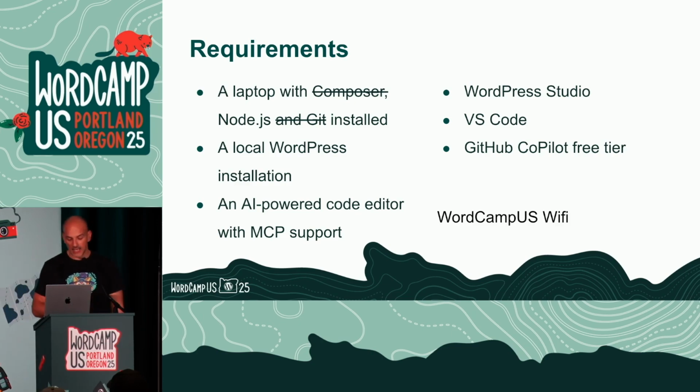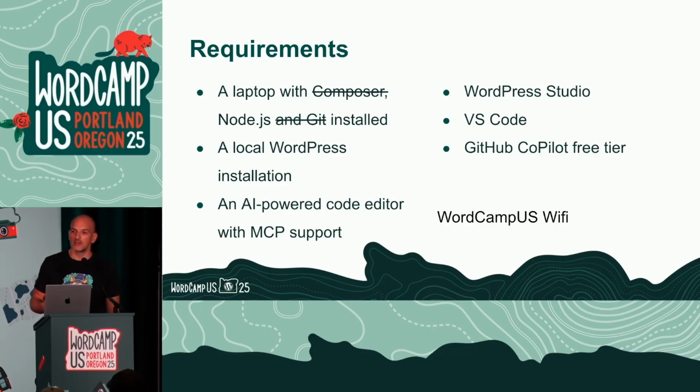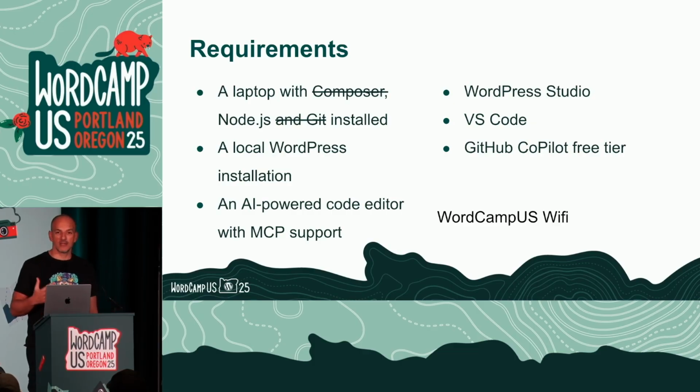And then you will need an AI-powered code editor with MCP support. If you don't know what that is, I recommend using VS Code. We all know what VS Code is. VS Code comes with GitHub Copilot built in on the free tier. So if you haven't got that installed on your laptop, please get that installed and set up now. Search VS Code, get VS Code installed, enable the GitHub Copilot extensions, and get those up and running.